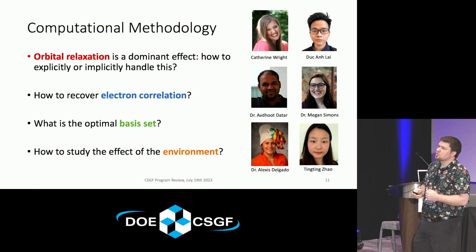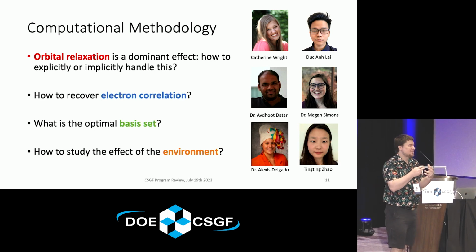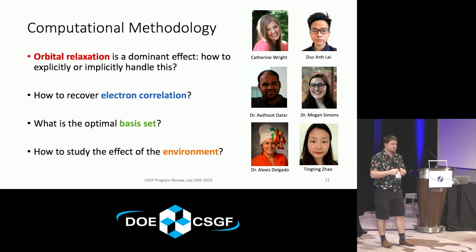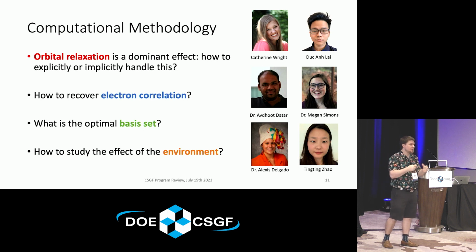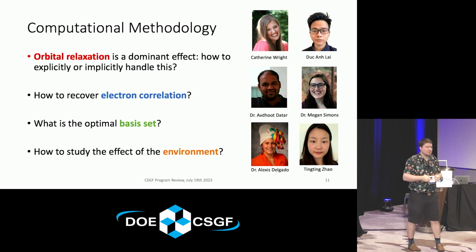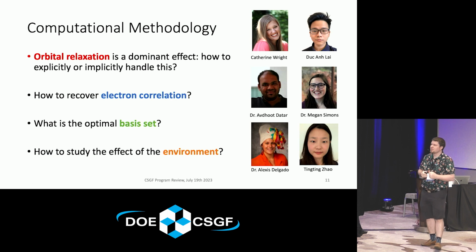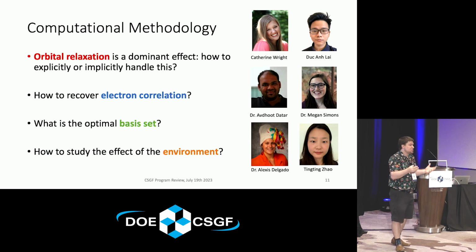We need electron correlation, that is the instantaneous interactions between the electrons. Because even if we get this relaxation right, how does that affect then the ensuing excitation process? These are coupled processes here. We need the correlation between electrons that comes through instantaneous interactions. We need to pick a good basis set. This is essentially the spatial discretization of the wave function that we're using.